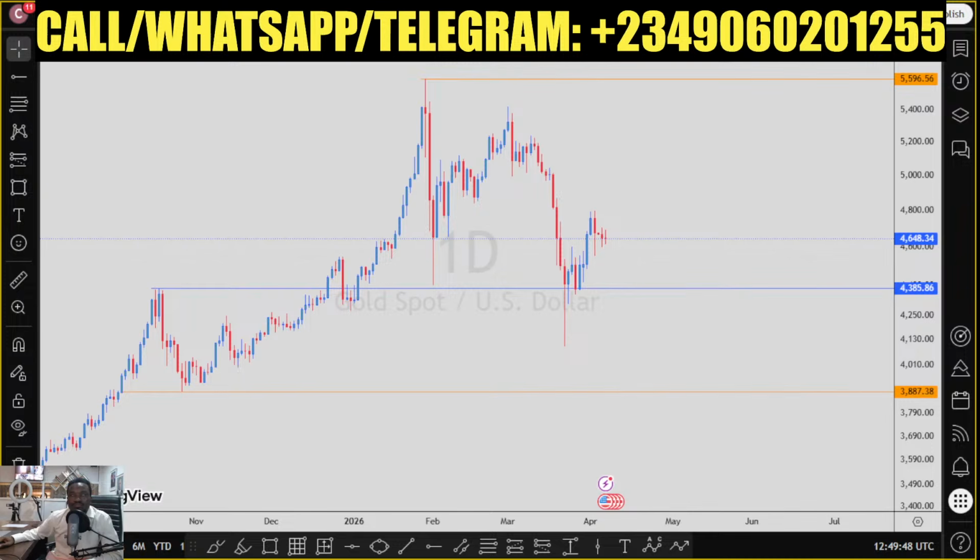This is what we have on the day chart. You can see how I mark my key level zones. That is the first thing I always do. We need to create boundaries.